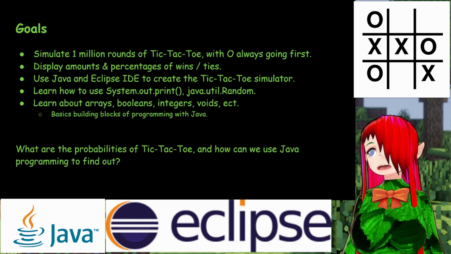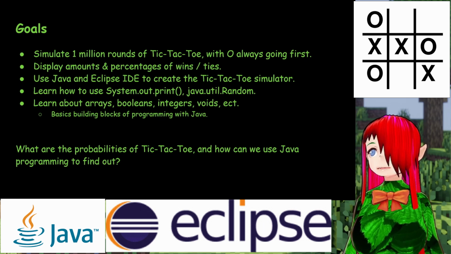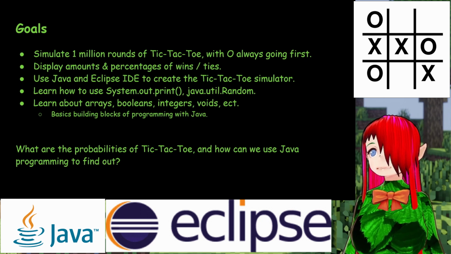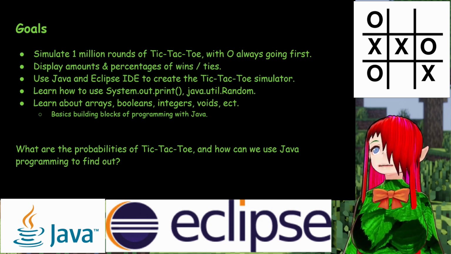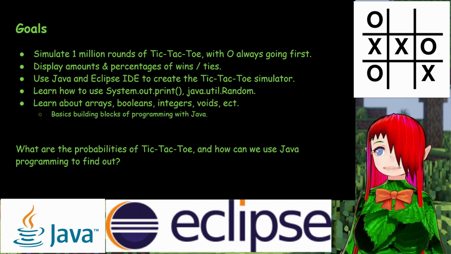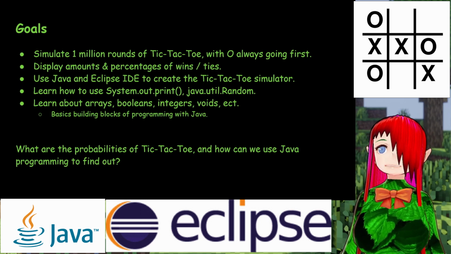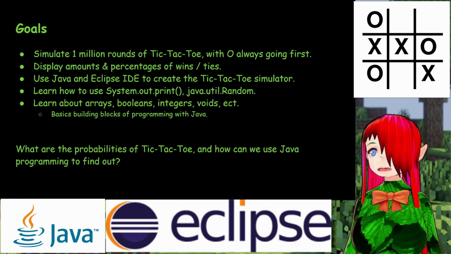And then we have Java.util.Random. That's basically going to give us access to Java's random value generation. We can randomize which spaces of the square are going to get filled up, and all of that.